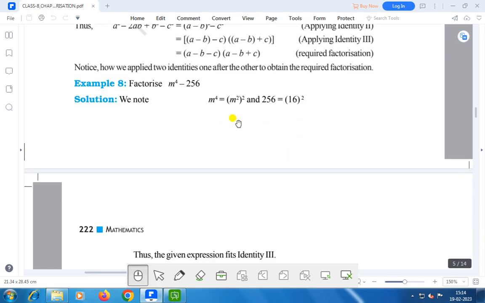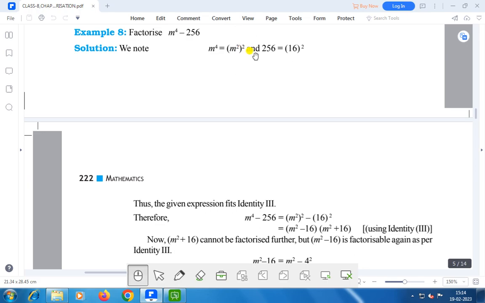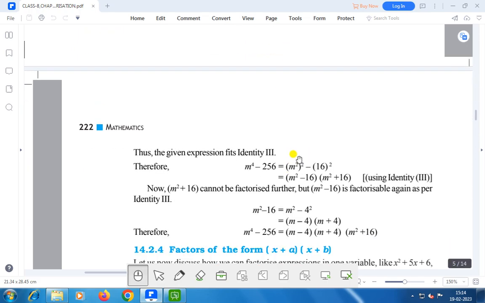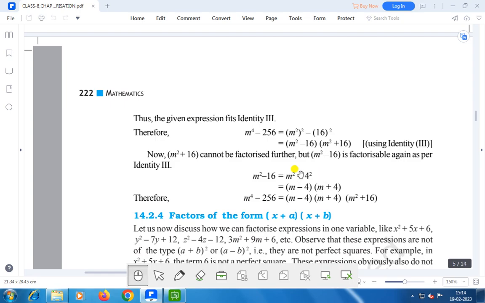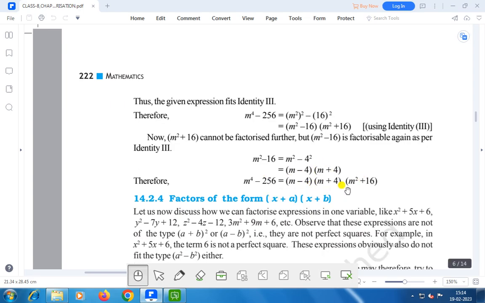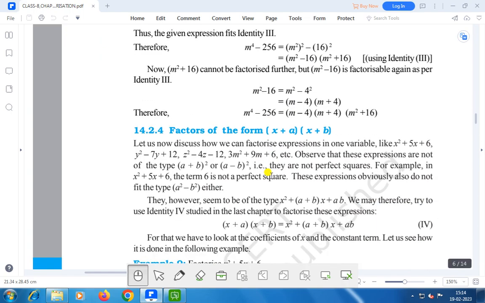Factorize m to the power 4 minus 256. This m to the power 4 can be written as (m square) whole square, and 256 equals 16 square. So we can write (m square) whole square minus 16 square, that is (m square minus 16) into (m square plus 16). M square minus 16 can again be written as m square minus 4 square, that is (m minus 4) into (m plus 4). So it can be written as (m minus 4) into (m plus 4) into (m square plus 16).